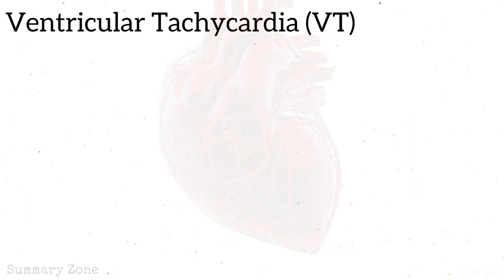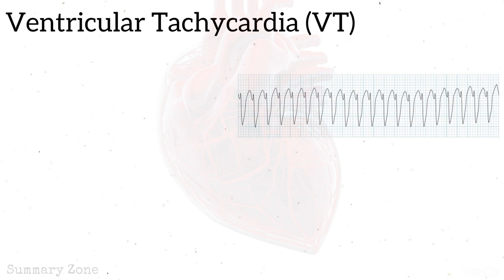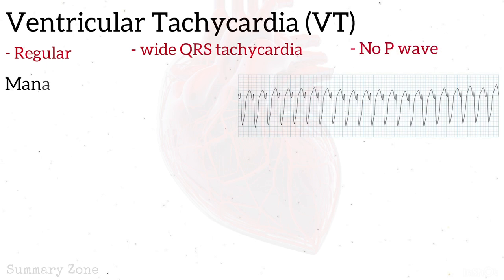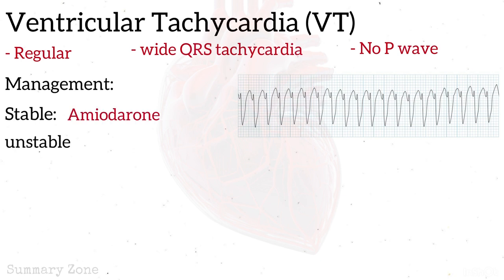Ventricular tachycardia, VT. Now for the wide complex tachycardias. Ventricular tachycardia, or VT, is a regular, wide QRS tachycardia with no P waves. The management depends entirely on stability. If the patient is stable, the treatment is amiodarone. If the patient is unstable, the treatment is an immediate synchronized DC shock.